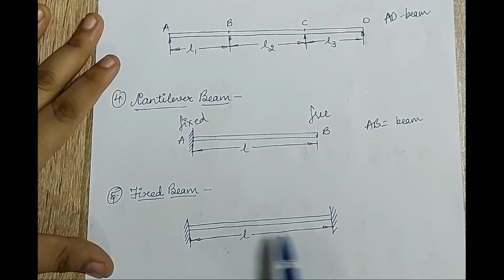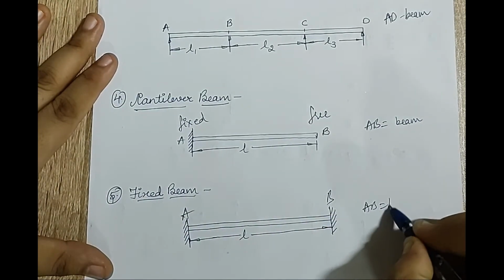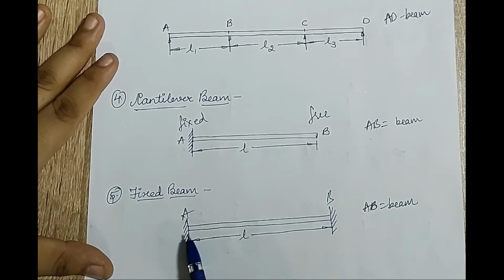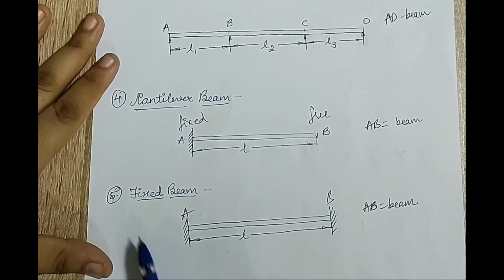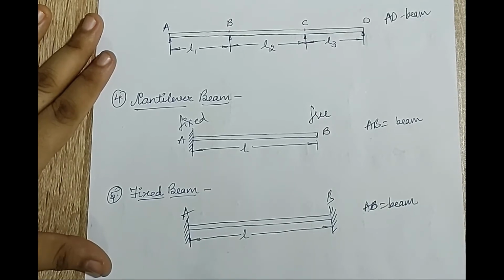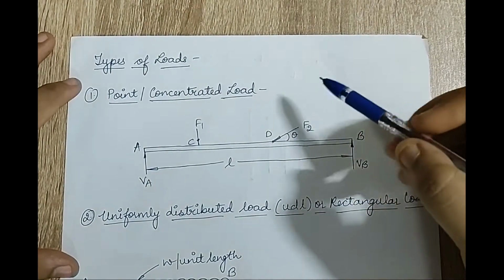A beam which is shown over here, say I call it as A and B. So AB portion is my beam whose length is L. When it is fixed at both the ends, it will be called as a fixed beam. So these are the five types of beams which are possible. Next we will talk about types of loads.